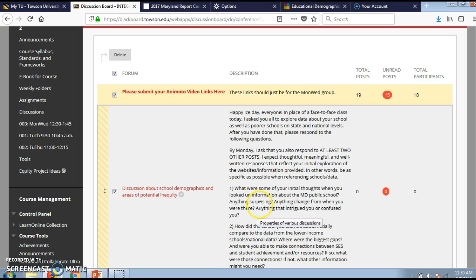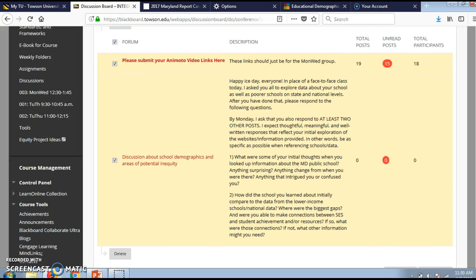But here, this is what I'm going to ask you to do. I'm going to ask you to write about some of your initial thoughts when you looked up information about your school. Maybe something surprising, anything that changed maybe from when you were there, or your perceived understanding from when you were there, or was there anything that intrigued you or confused you?